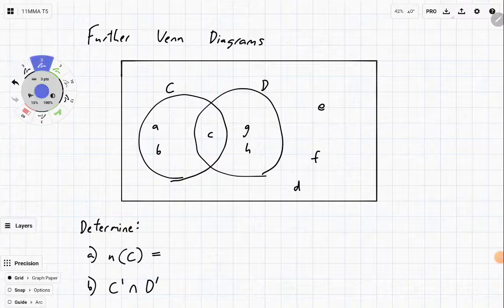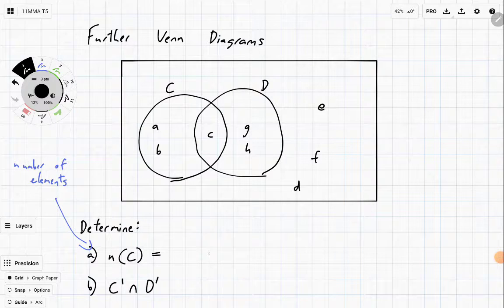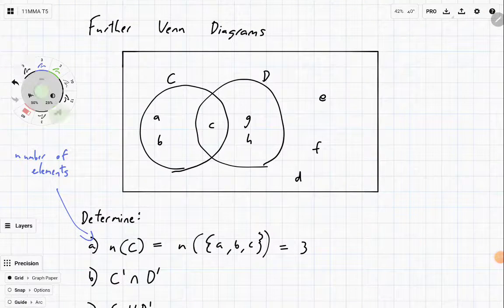Now, N just means number of elements. So it basically asks the question, how big is this set? So let's firstly just work out what C is. Instead of saying N of C, we can say N of the set of elements, which is C, which is a, b, and c. Alrighty, since there are three things inside C, we would say that the size of it is 3. Alternatively, you could just work out what C is, see that there's 3 elements, and go, well, N of C must be 3.